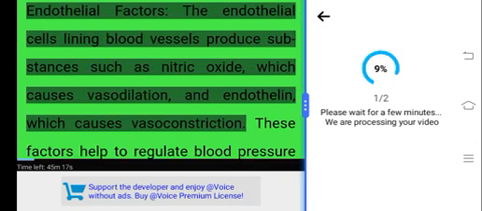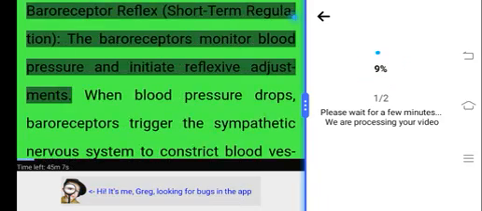Endothelial factors. The endothelial cells lining blood vessels produce substances such as nitric oxide, which causes vasodilation, and endothelin, which causes vasoconstriction. These factors help to regulate blood pressure by modulating vascular tone. Baroreceptor reflex. Short-term regulation. The baroreceptors monitor blood pressure and initiate reflexive adjustments.